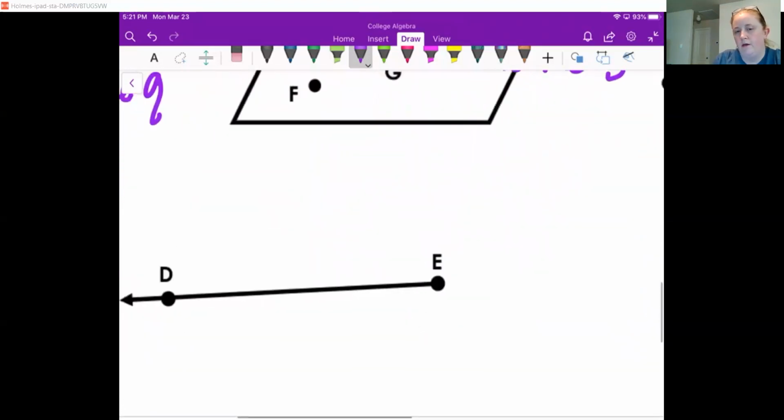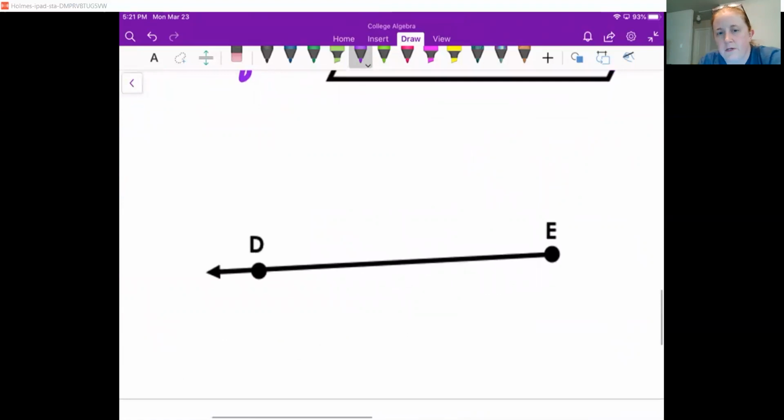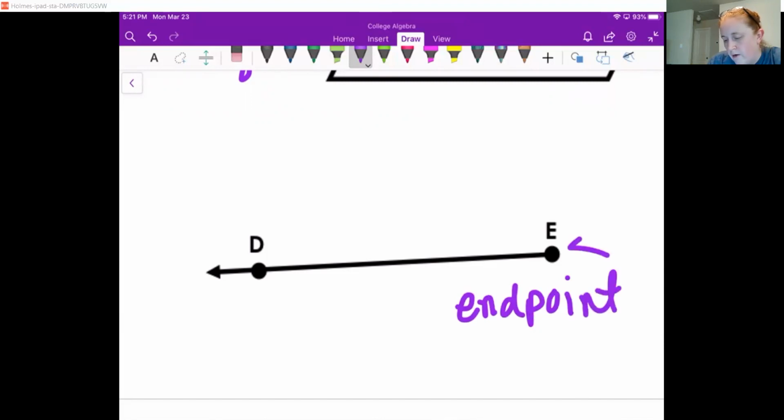Right underneath that is a picture with one end and an arrow pointing only to the left. So this has to be my ray. When we name a ray, the endpoint has to be first. So in this case, my endpoint is out here on the right. So that letter must be first. So E has to be first. The only other dot on this ray is D. And it has the little ray symbol above it. That is the only option we have to name it.